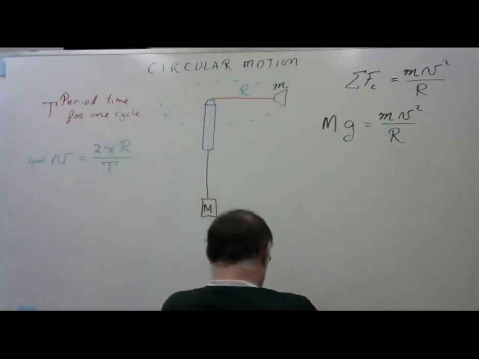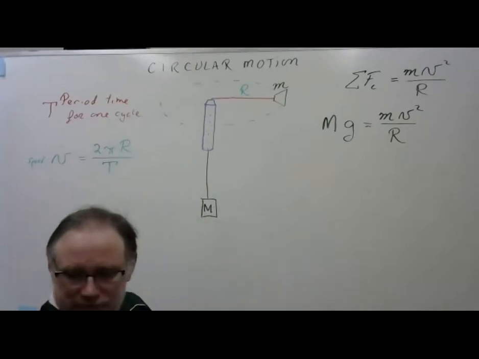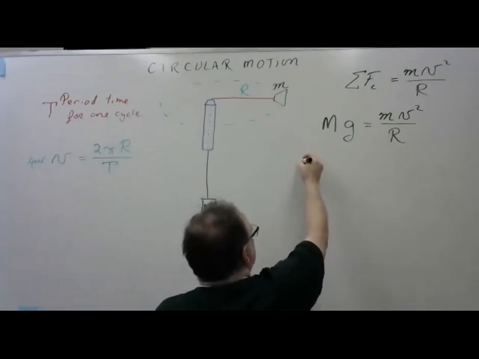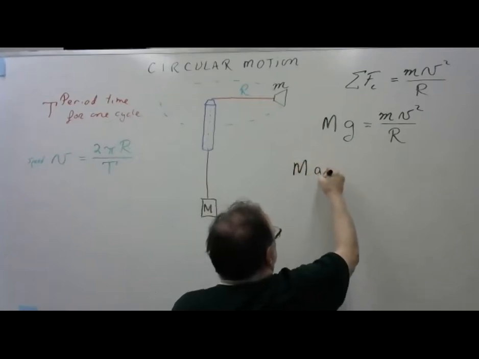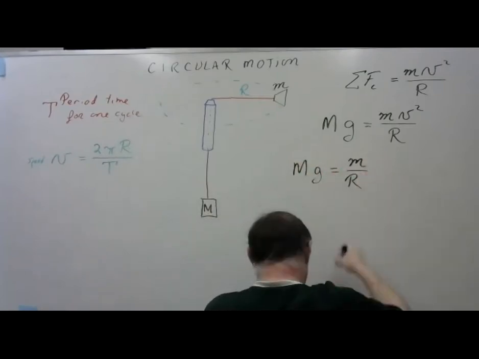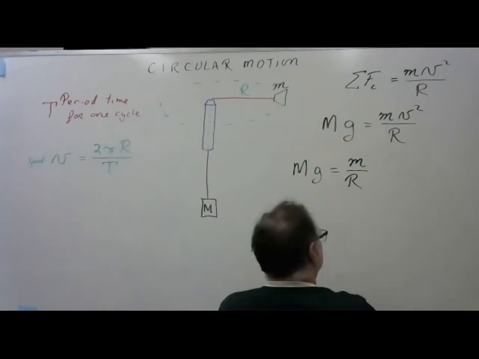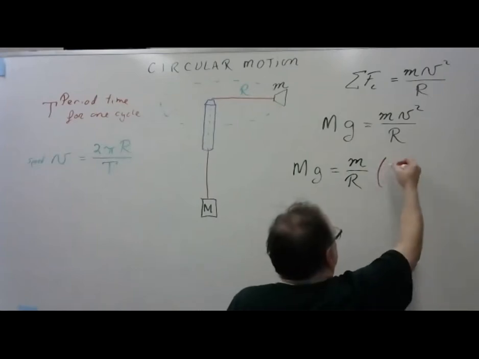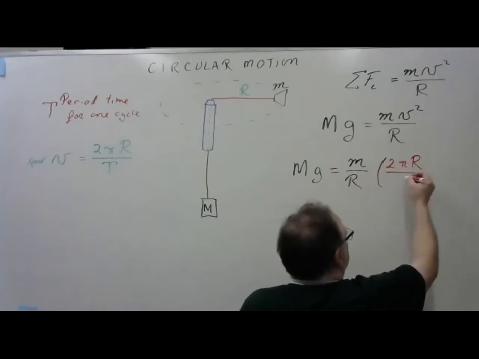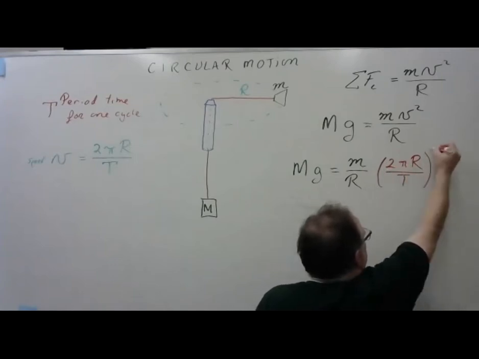Then we're going to do a little bit of simplification. So I've got mg equals little m divided by capital R multiplied by 2 pi R divided by T, squared.